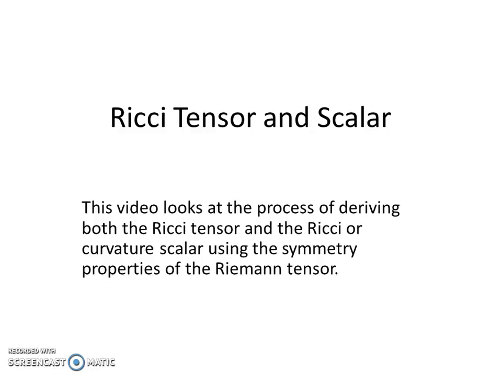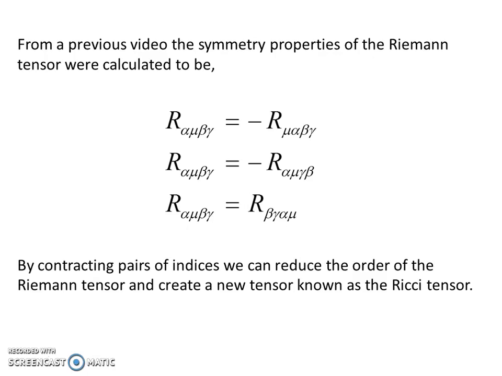Let's have a look at the Ricci Tensor and Scalar, otherwise known as the Curvature Scalar. So we'll look at a way of deriving the Ricci Tensor and the Ricci Scalar, making use of the symmetry properties of the Riemann Tensor. From a previous video, the symmetry properties were calculated to be these three here.